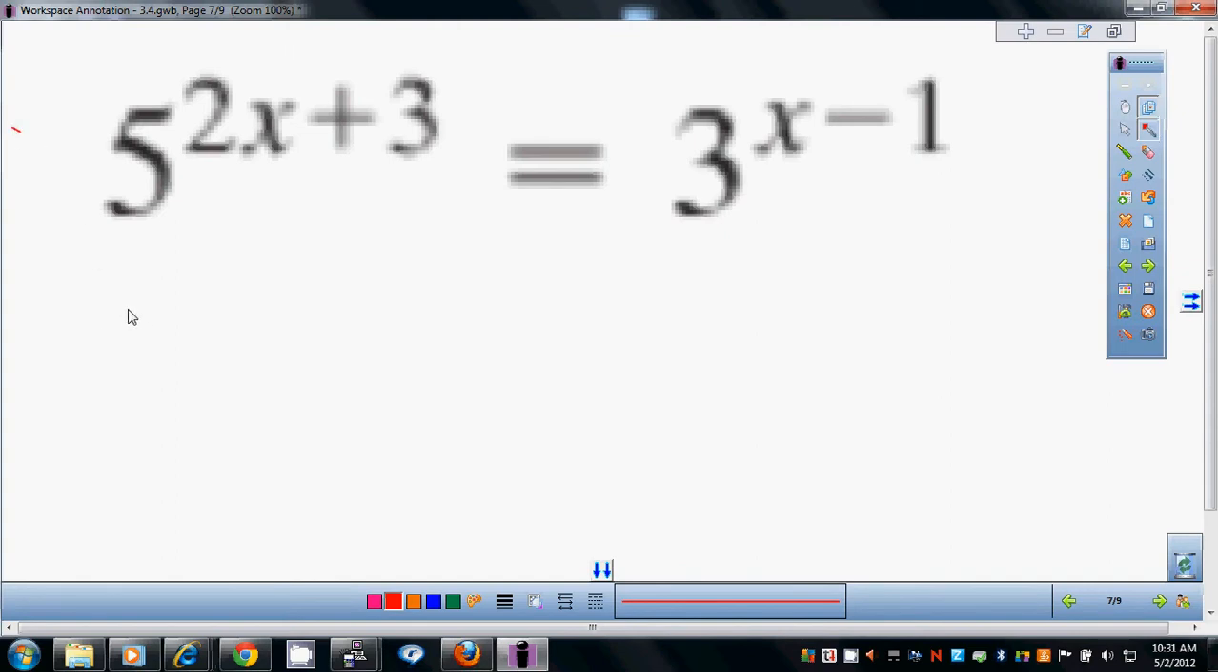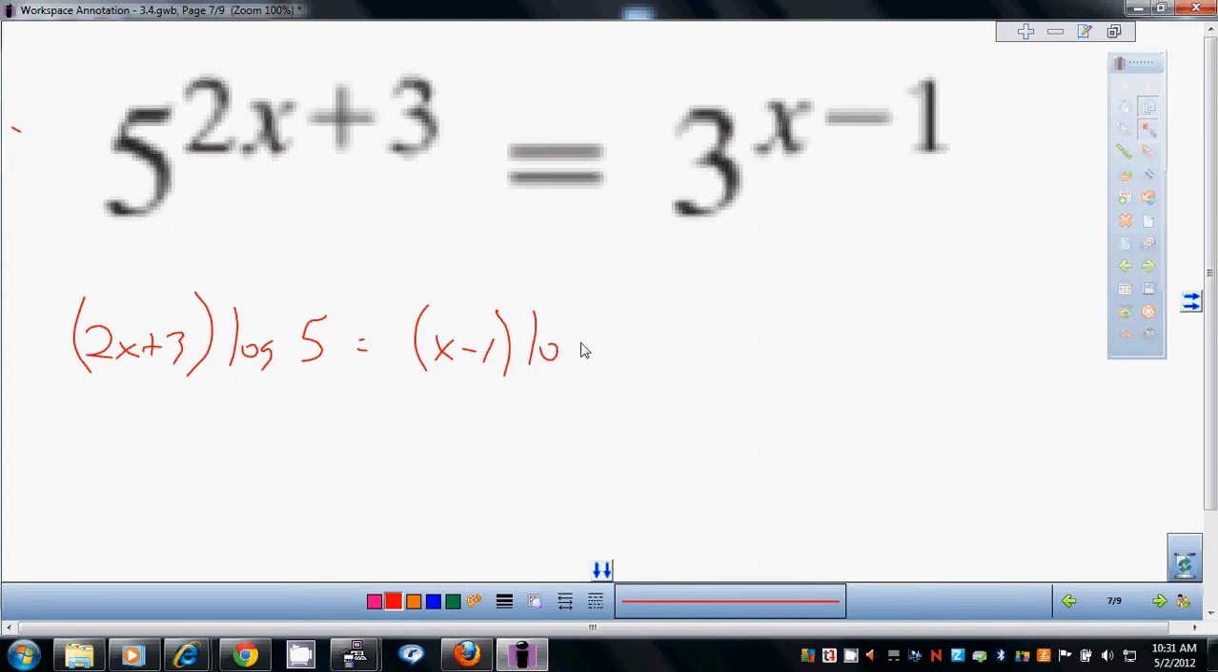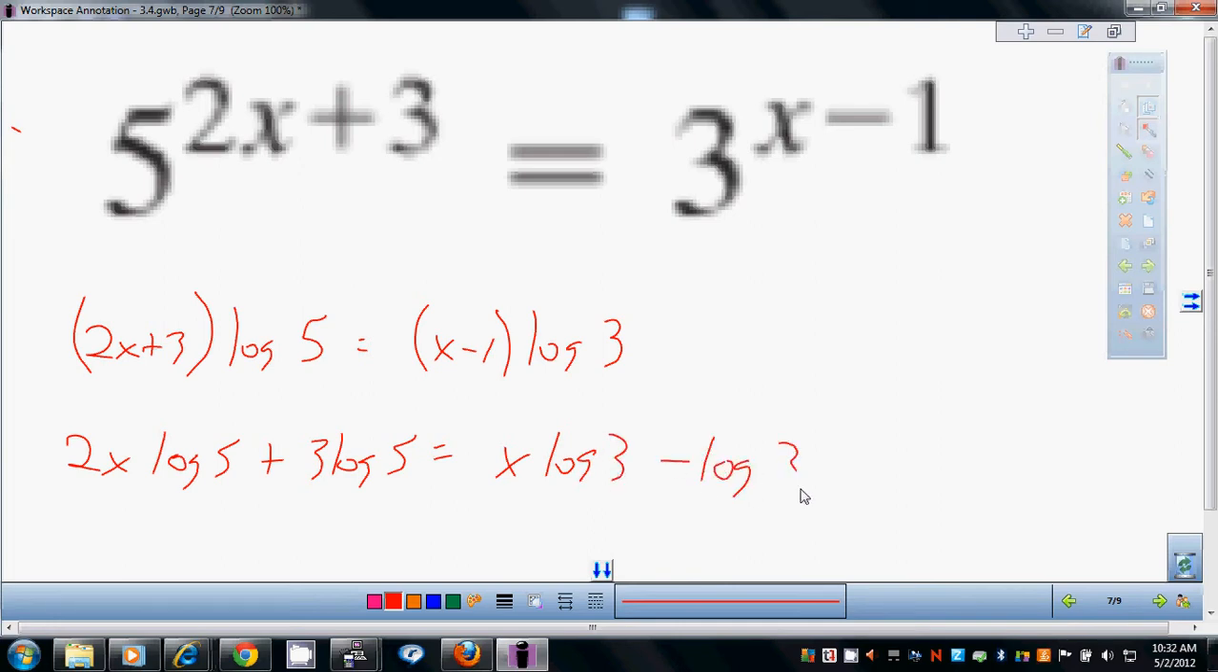All right. Log both sides so that the exponents can come down. Braden, what do you think I'm going to do from here? There is a right answer to this question. That's exactly what we're going to do. So you get 2x log 5 plus 3 log 5, x log 3 minus log 3. Now what are we going to do?